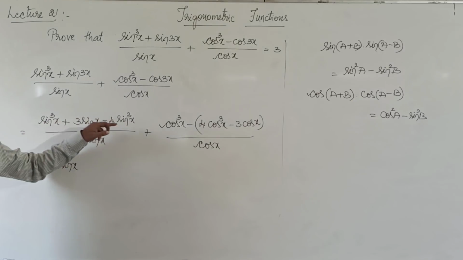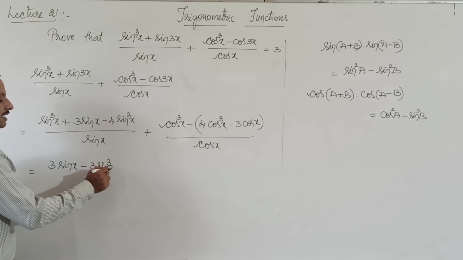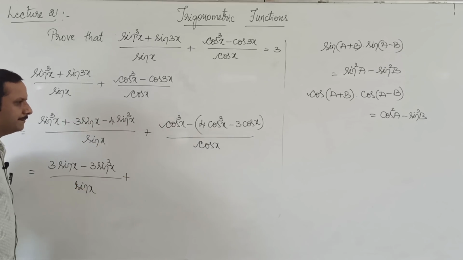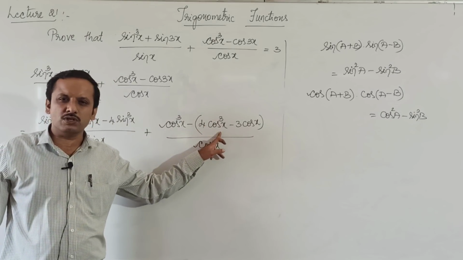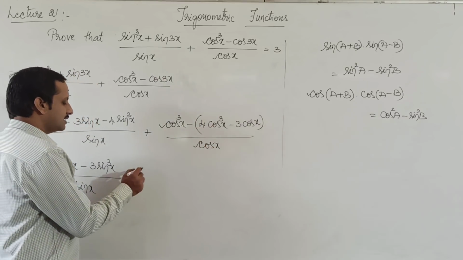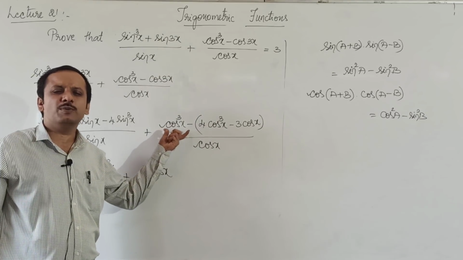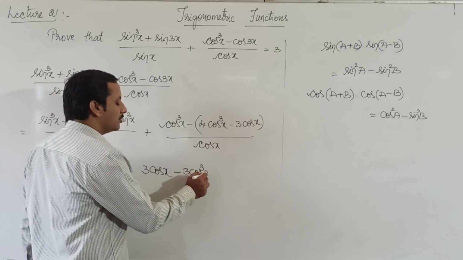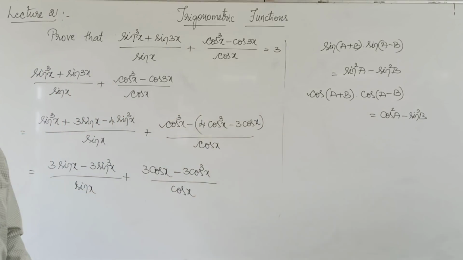Then first I will write this 3 sin x. Then sin cube x minus 4 sin cube x will give you minus 3 sin cube x by sin x, plus here cos cube x minus 4 cos cube x, plus minus into minus becomes plus 3 cos x. So I will write that first, 3 cos x. After that cos cube x minus 4 cos cube x will give you minus 3 cos cube x divided by cos x.